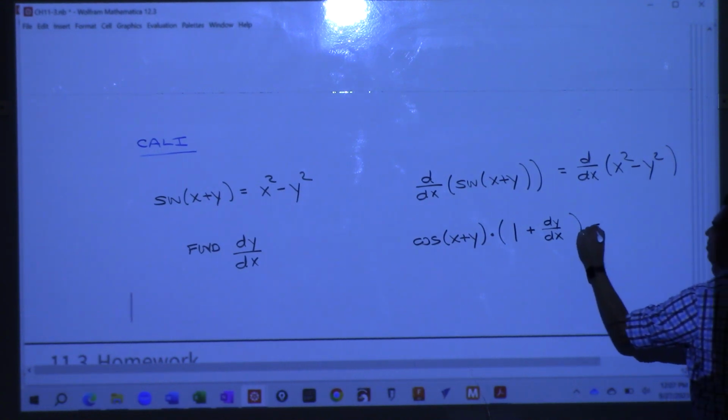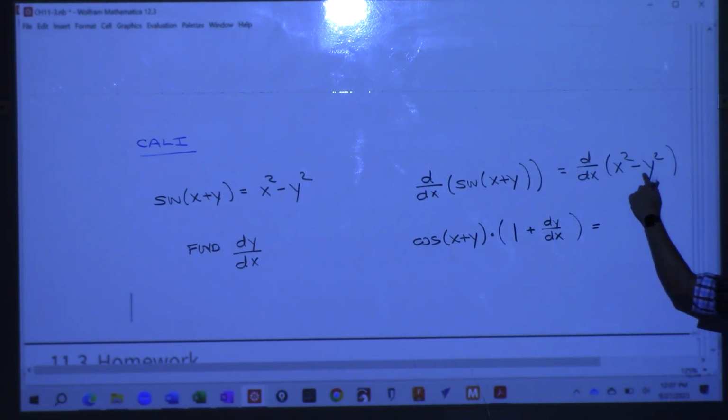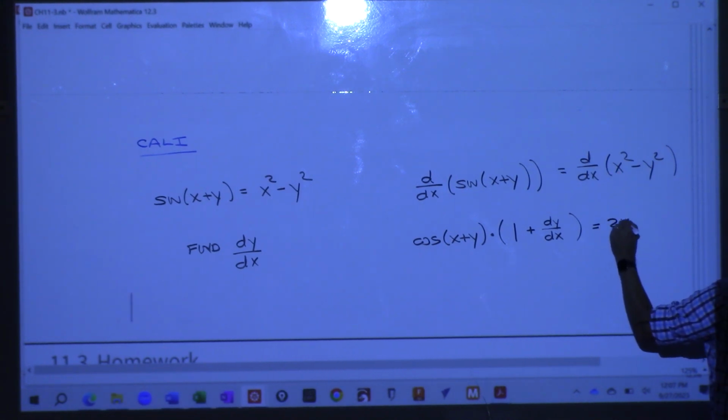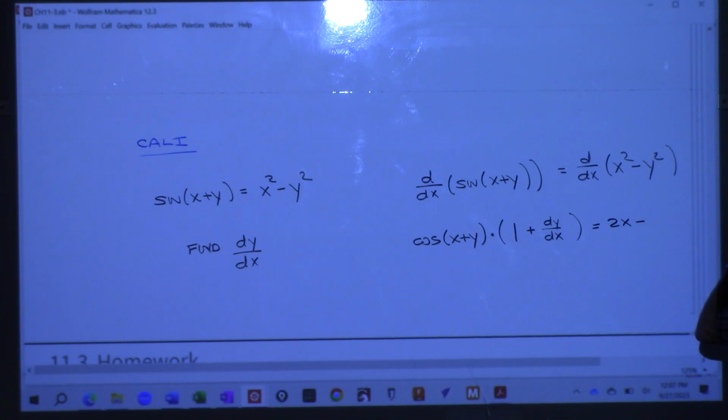And then equals, over here, we take the derivative of each of these separately because there's subtraction. What's the derivative of x squared with respect to x? 2x minus what's the derivative of y squared with respect to x? 2y dy dx. That's the one that everyone misses right there.